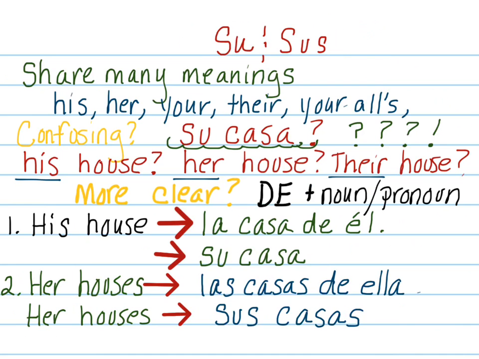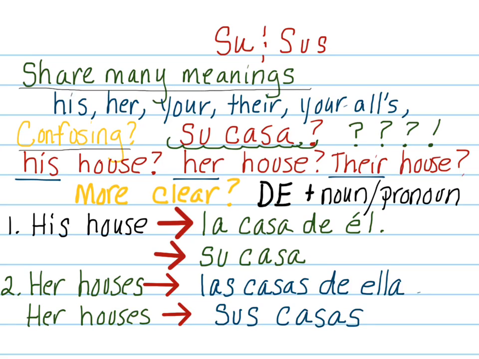Okay, let's move on. Now I told you that su and sus were going to have their own page because it's a little bit confusing, but you're going to get the hang of it. The reason it's confusing is because su and sus share many meanings. These are, I think, all the meanings I could think of that they share: either his, her, your, their, your, y'all's. Is that confusing? Just a little bit.